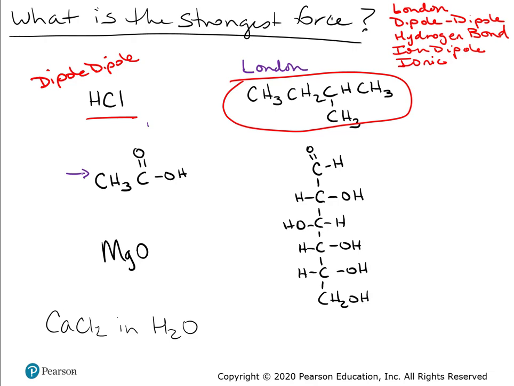You know it can't be London because you see there's oxygens. It's hydrogen bonds because of this OH, right? So that double bond oxygen is going to add that dipole factor into play. But because there's an OH, if you see a nitrogen with the hydrogen or an oxygen with the hydrogen, then you know that this can hydrogen bond.